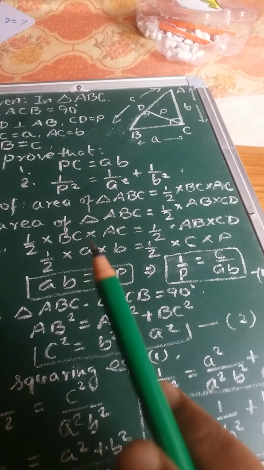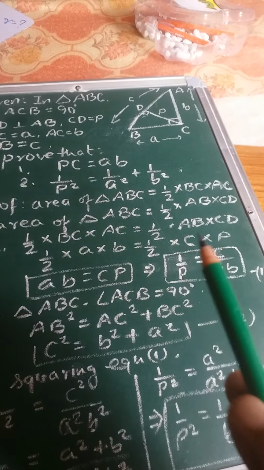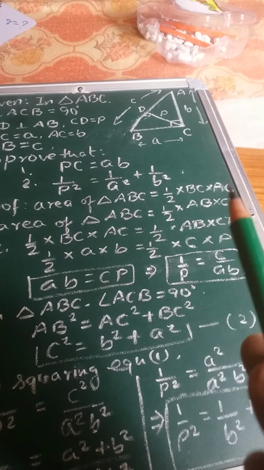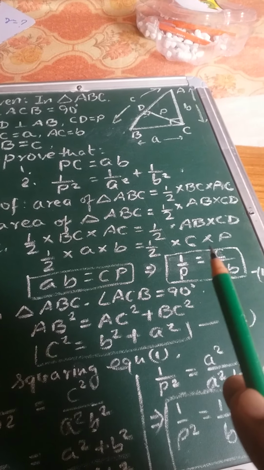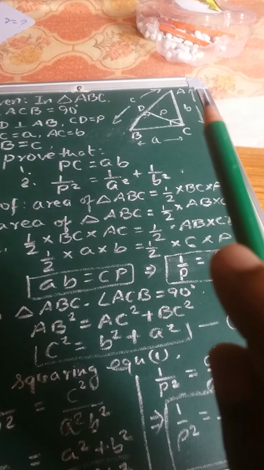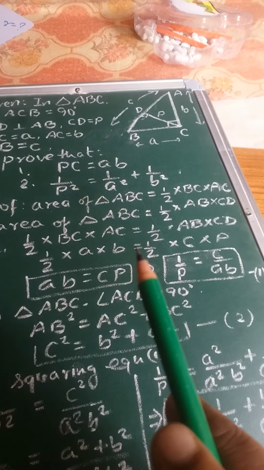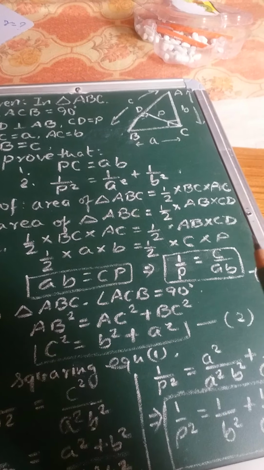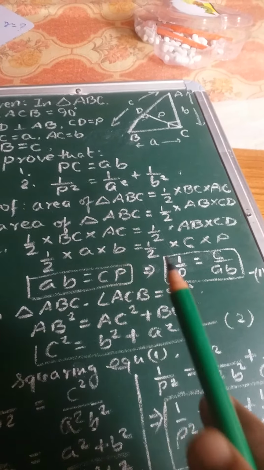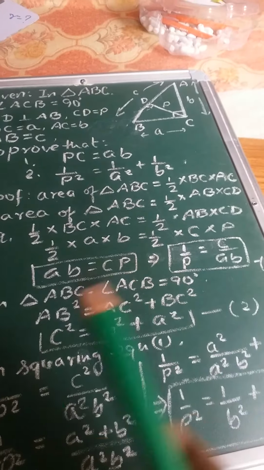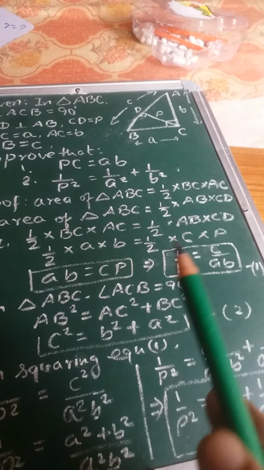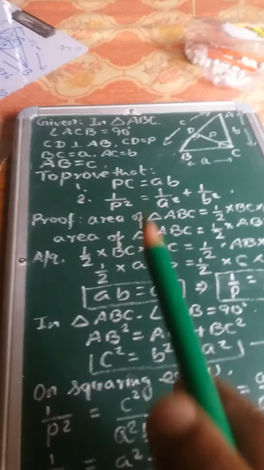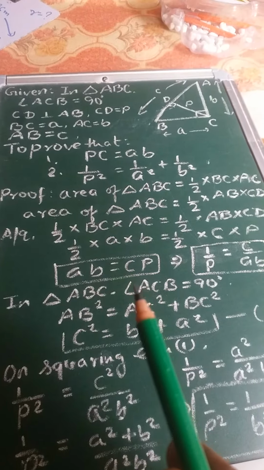So half into BC into AC equals half into AB into CD. Now just put the values of BC, AC, so half into a into b, and the values of AB and CD, so half into c into p. So half into a into b equals half into c into p. Half cancels. So ab equals cp. This is the first relation. What I had to prove, I got in the solution of this.